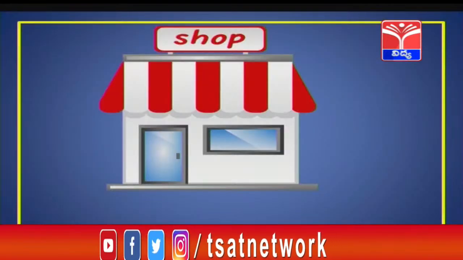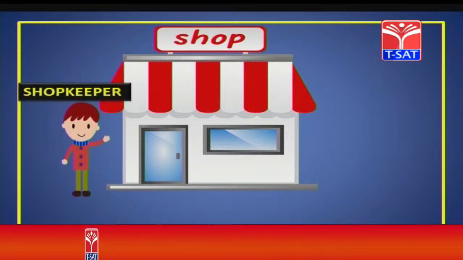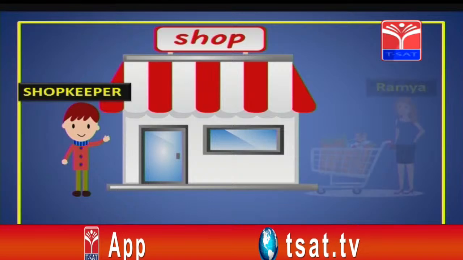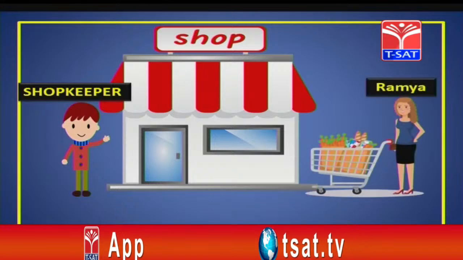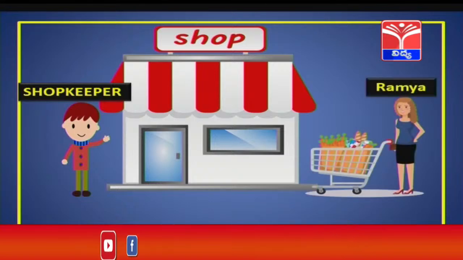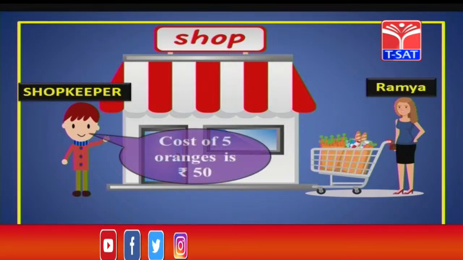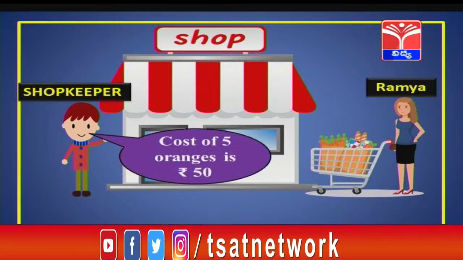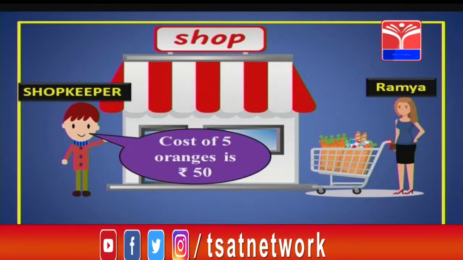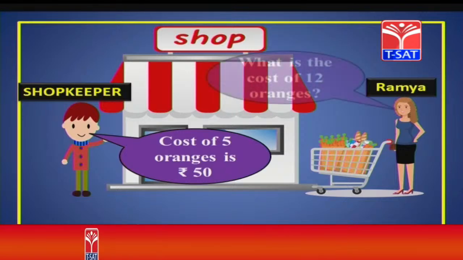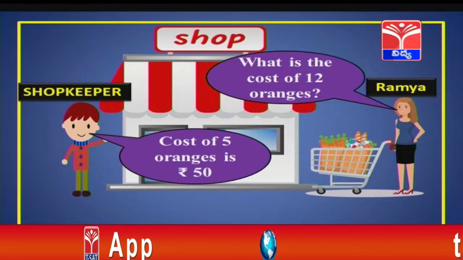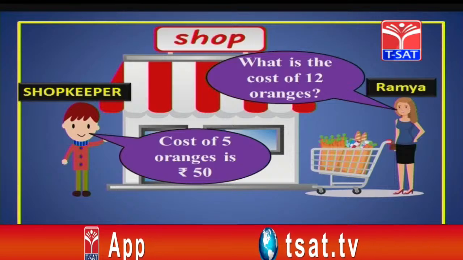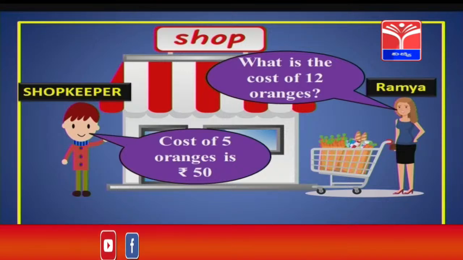Okay? Let us see a scenario. Look at this shop, children. Here is the shopkeeper. He is selling some oranges. Ramya has come to shop these oranges. The shopkeeper says the cost of 5 oranges is 50 rupees. Now, Ramya wants to purchase 12 oranges. Now, what is the cost of these 12 oranges? Do you know, children, how to find the cost of these 12 oranges?